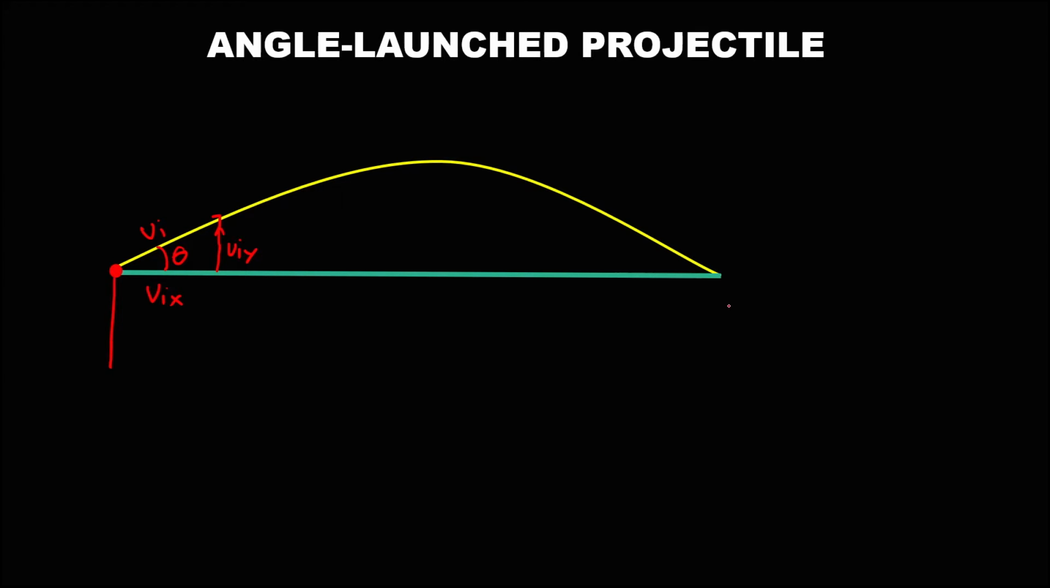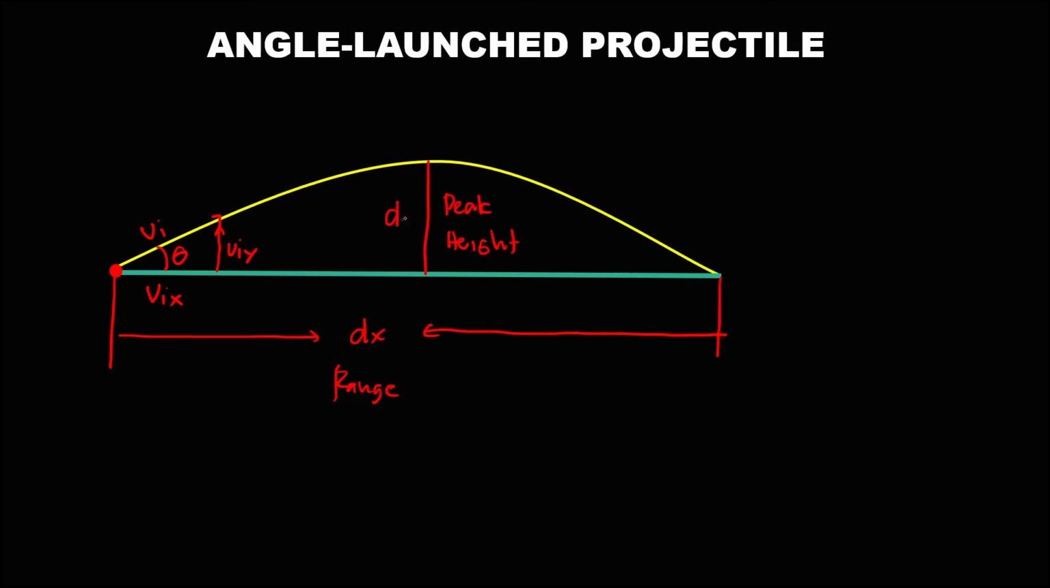Then from this point to this point, this is the range or the horizontal displacement. So we have the dx or the range, and this is now the peak height or the maximum height. So the peak height or the maximum height, then we have the vertical displacement, and take note from the peak height, the final velocity for y is equal to 0.